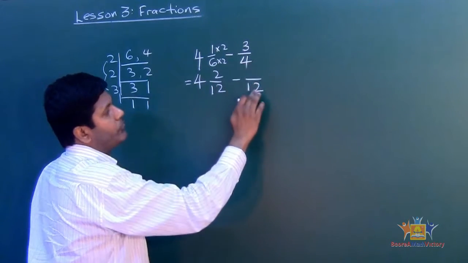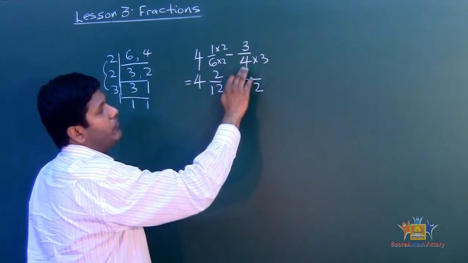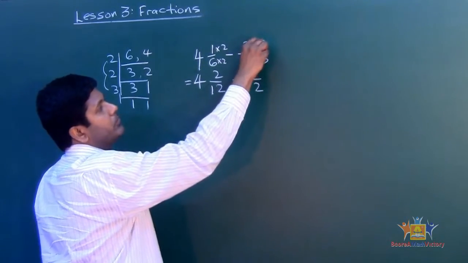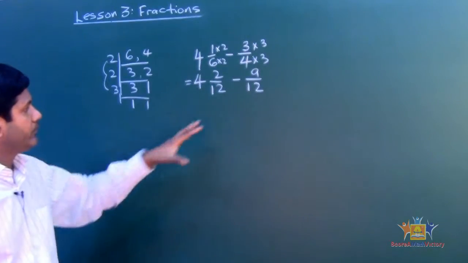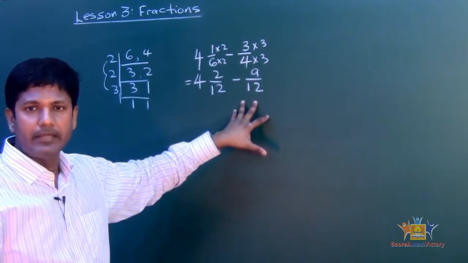How do I get from 4 to 12? I multiply that by 3. 4 times 3 is 12. That means the numerator, I'm going to multiply that by 3. 3 times 3 is 9. Look at this. Both have the common denominator.